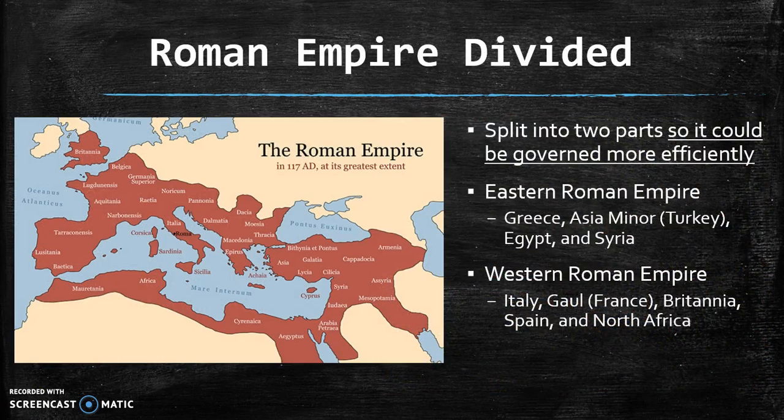The Roman Empire that you can see here at its height, this is the largest it was in 117 AD, eventually had to be split into two parts so that it could be governed more efficiently. Each of the empires kept its own emperor. The Eastern Roman Empire was composed of Greece, Asia Minor, which is modern-day Turkey, Egypt, and Syria, and the Western Roman Empire was made up of Italy, Gaul, Britannia, Spain, and North Africa.